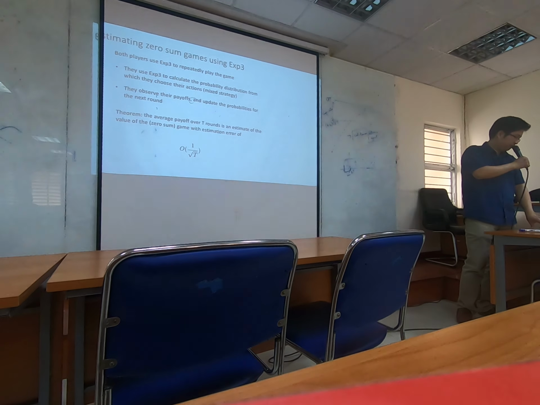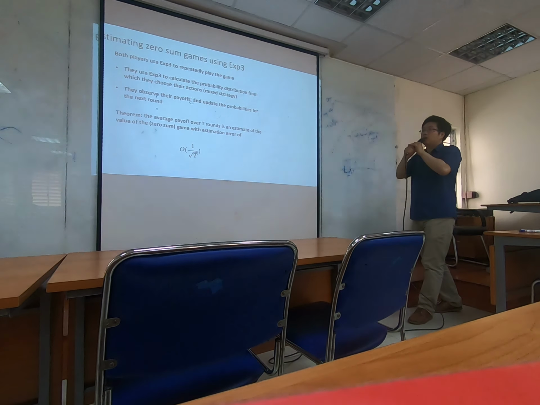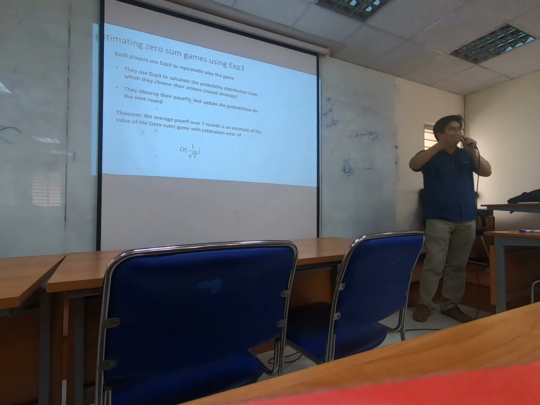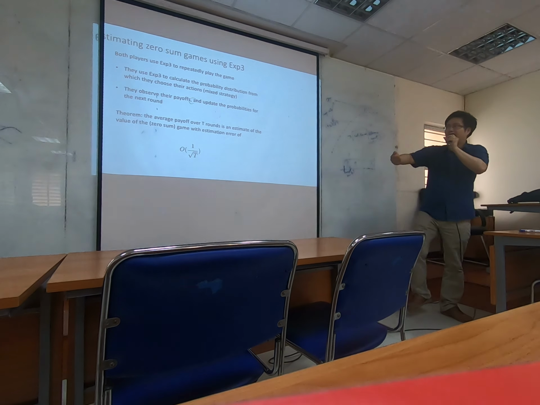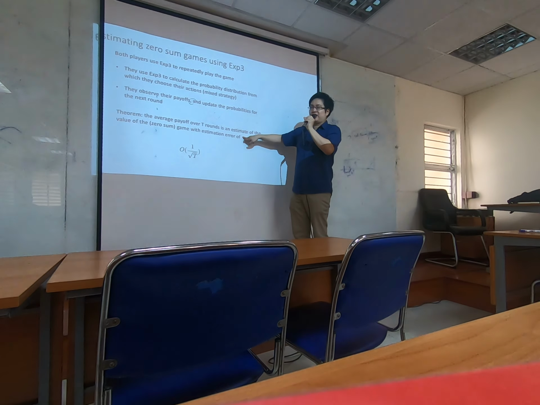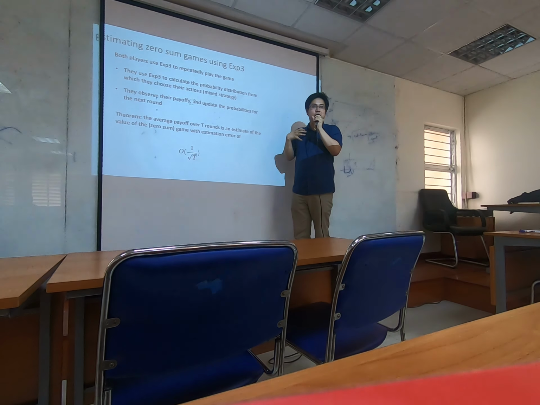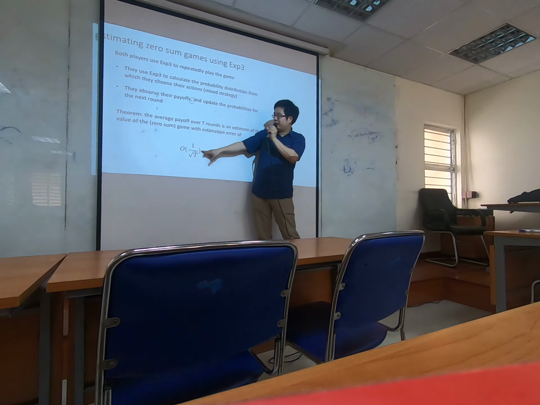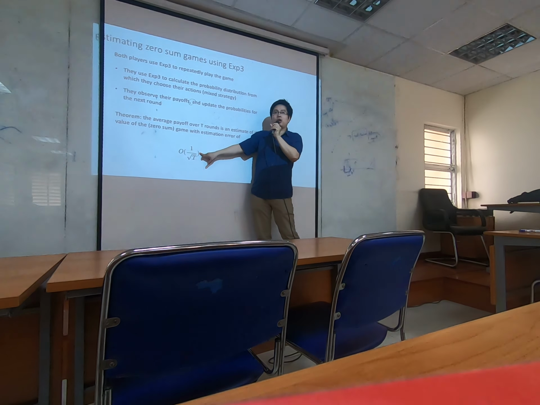And by using EXP3, you let each player use EXP3 to learn which action to play next, and they simulate the game as a repeated game. Okay? And in the end, once they simulate the game, they stop somewhere, they take the average of the payoff they have achieved so far. Then you can prove that that average is going to be within 1 over square root of T error of the value of the game.